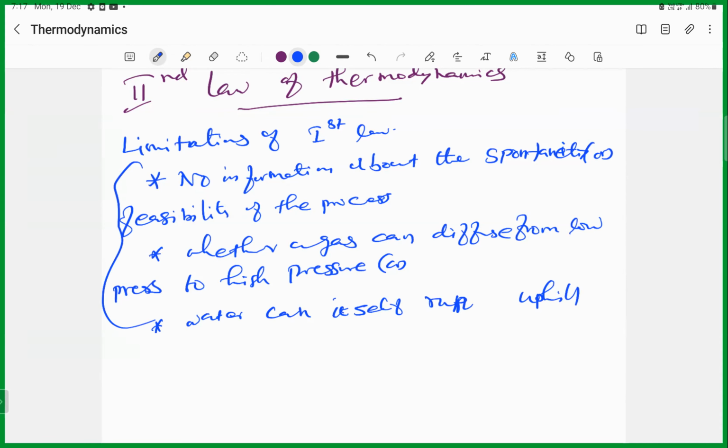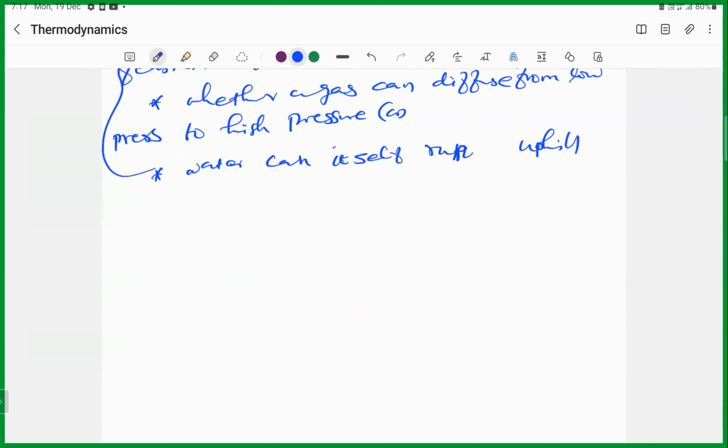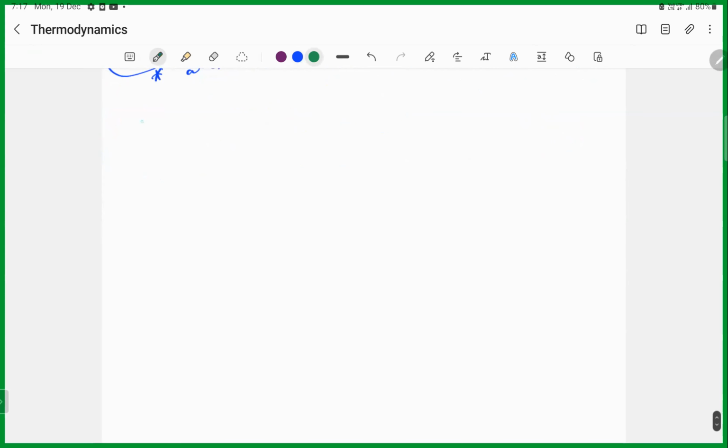Before we take the different statements of the second law of thermodynamics, it is important to know what is a spontaneous process and what is a non-spontaneous process, and two other terms, entropy and free energy. So first, what is spontaneous and non-spontaneous? What is spontaneous, ma?